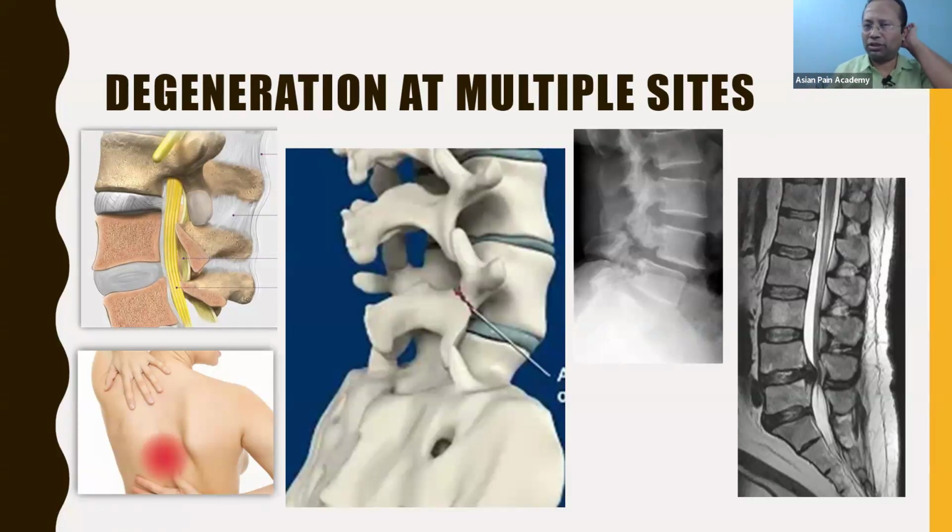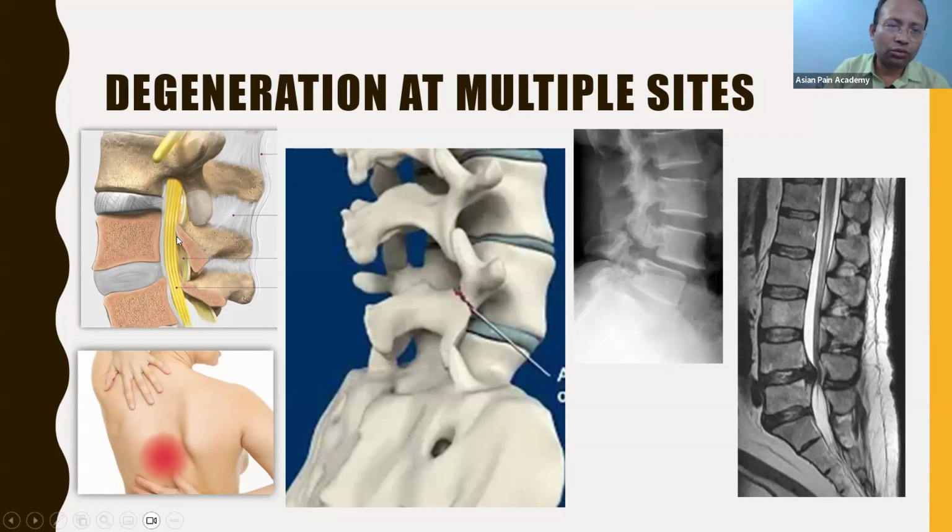The degeneration process which comes with age affects the disc first. So the disc height can decrease and the quality of the disc also goes down. Quality of disc goes down means it becomes dehydrated, and the height of the disc decreases. But this degeneration process can affect all other parts. So what are the other parts? Like bones, the vertebral body, osteophytes can form.